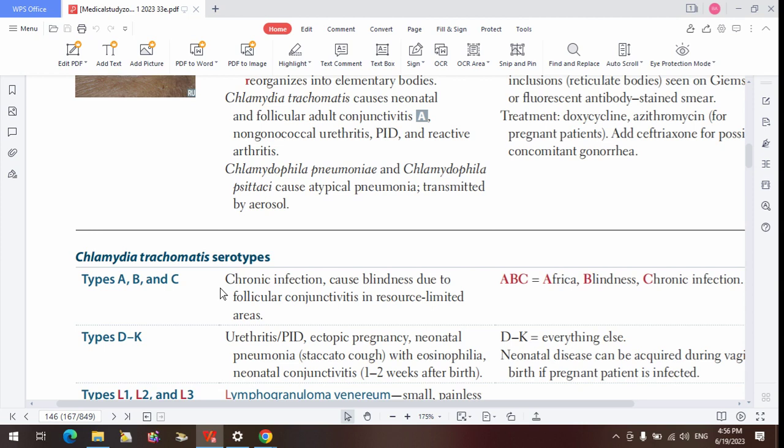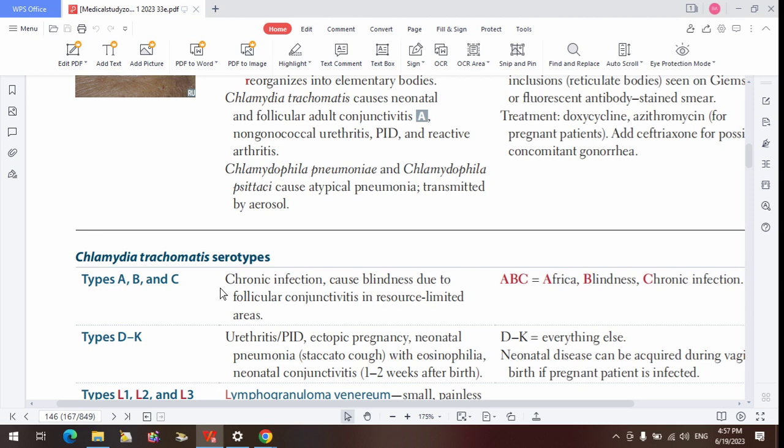What serotype? D to K. Any one of them from your D to K can cause this problem. So the two neonatal problems we are looking at: neonatal pneumonia and neonatal conjunctivitis. Then the genitourinary problems like PID and urethritis. So all the other things can be consequences of the PID.